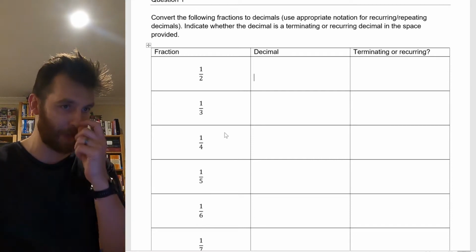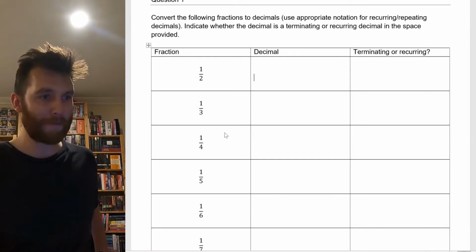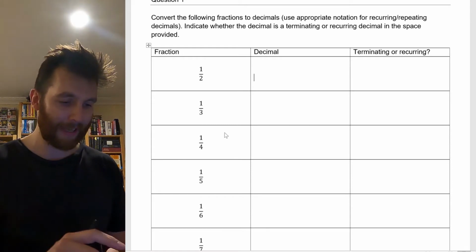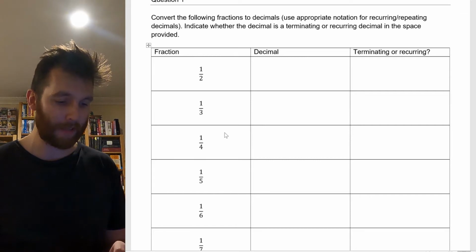Okay, so for question 1, we're converting the following fractions to decimals, and we're going to use the appropriate notation for recurring or repeating decimals. Okay, so if you want to convert a fraction to a decimal, all you've got to do is get your calculator handy, and you can take the numerator and divide it by the denominator.